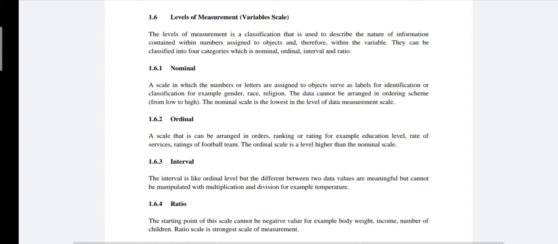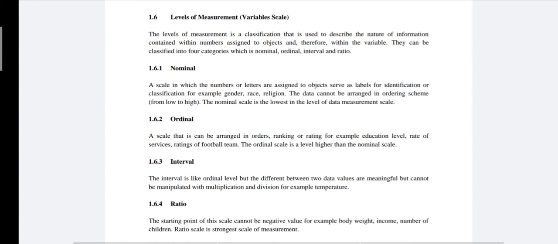So kalau temperature, ianya adalah interval, which is 0 means sejuk kan. Kalau ratio, 0 means tak adalah, kosong. Kalau interval, 0 ada makna. Okay, contoh paling biasa, contoh yang terdekatnya adalah temperature lah. Okay, ratio adalah starting point of this scale, cannot be negative value.